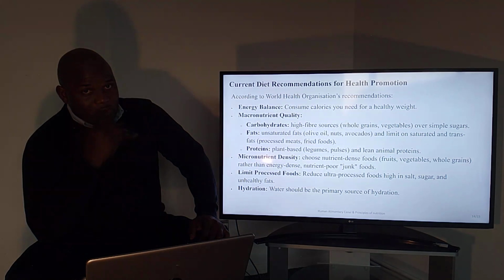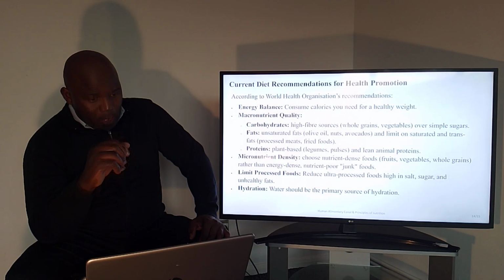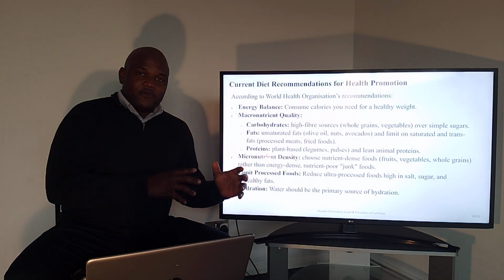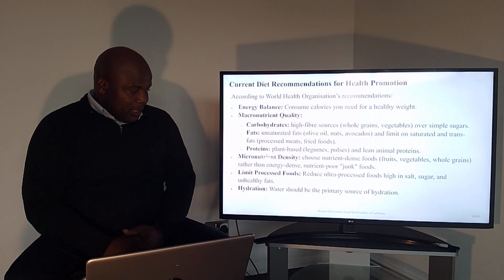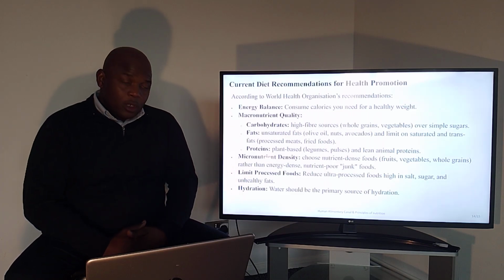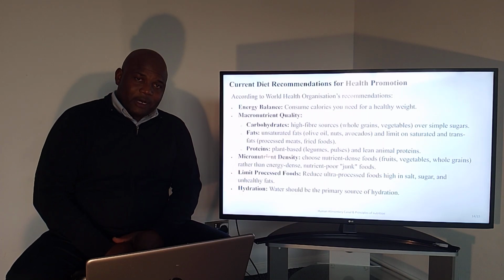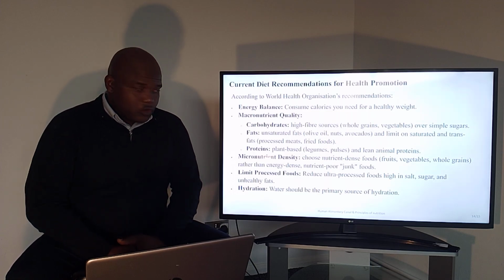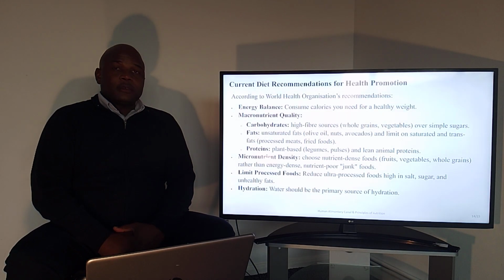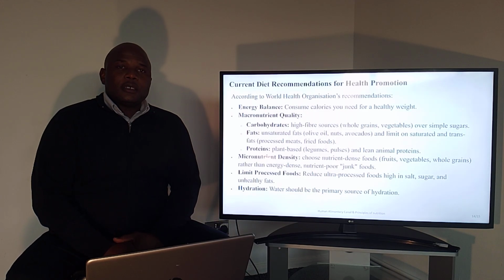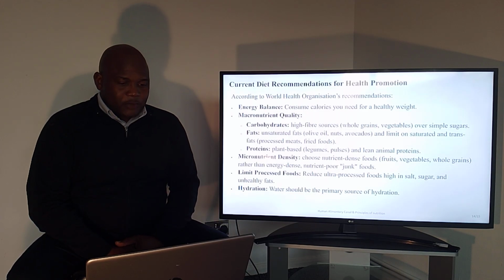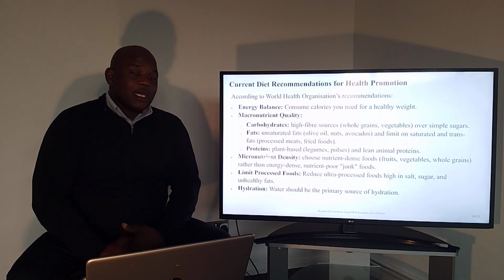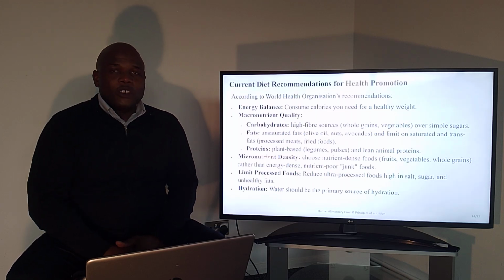Limit processed foods in your diet, and go as much as possible to foods that are straight from the farm. Limit processed foods. Hydration: reach for your water. They do say water is life. So you should hydrate, the primary source being water.